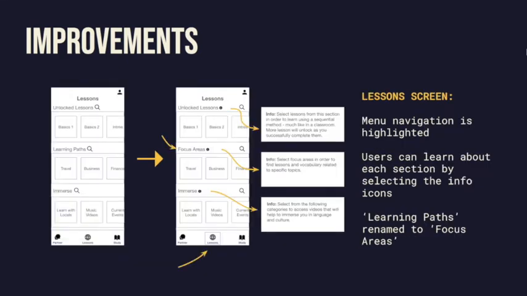On the lesson screen, I added more guidance for users. Now they can select an info icon to learn more about each section and tailor their learning experience accordingly. I also added highlighted menu navigation so users are able to orient themselves within the app. Based on feedback, I also renamed learning paths to focus areas, which users found to be more intuitive.